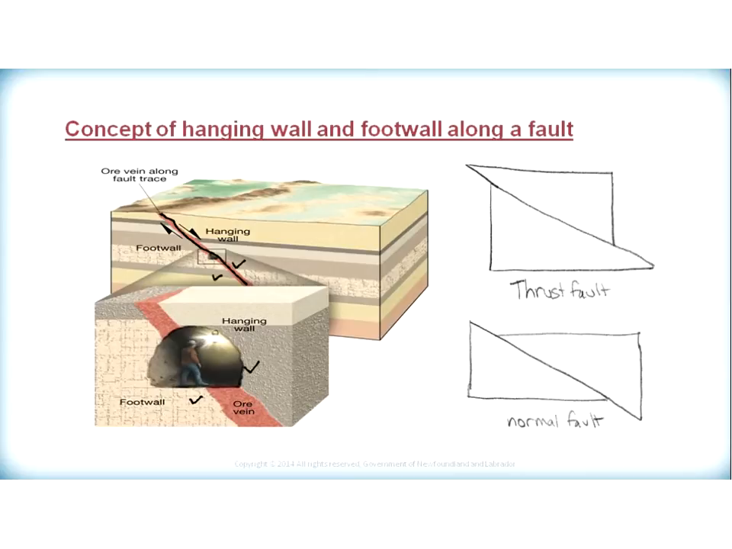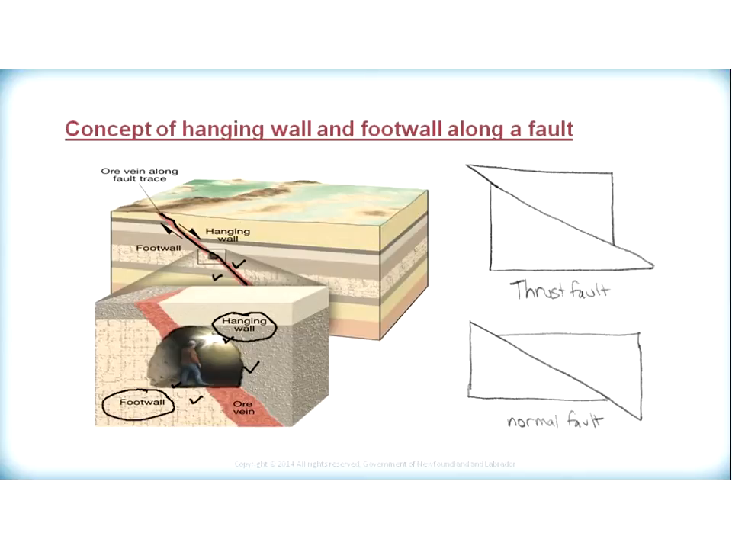It got its name from when miners used to be in the tunnels looking for minerals in the ore vein, which follows faults. They would hang their lantern on the rock above, and they would be standing below the ore vein on the rock below. So therefore, the rock that they were standing on was termed the footwall, and the rock where they used to hang their lantern above the fault plane itself, the ore body, would be called the hanging wall. And this is where the terminology hanging wall and footwall was derived.